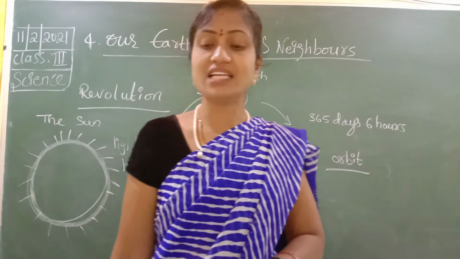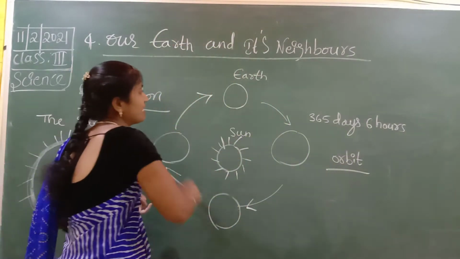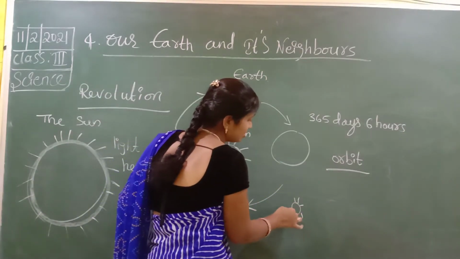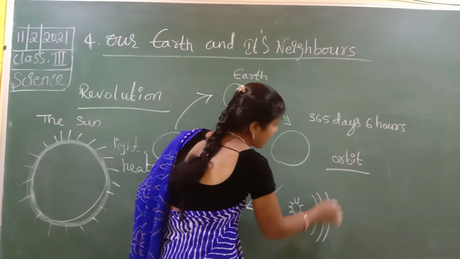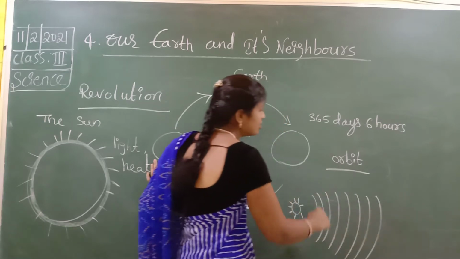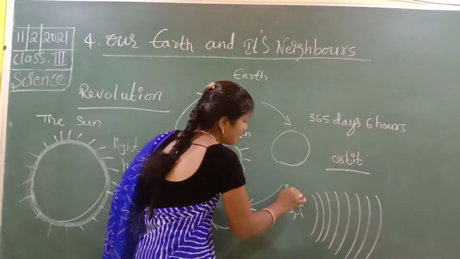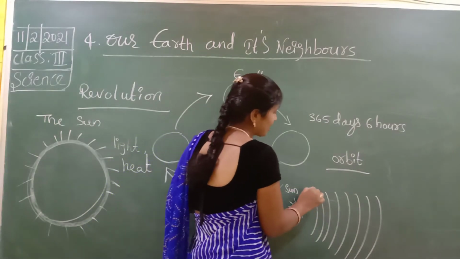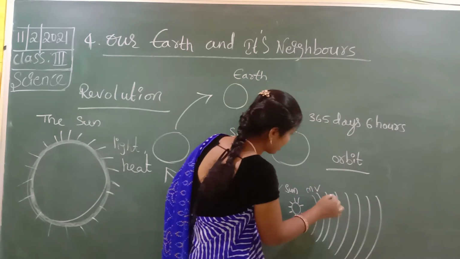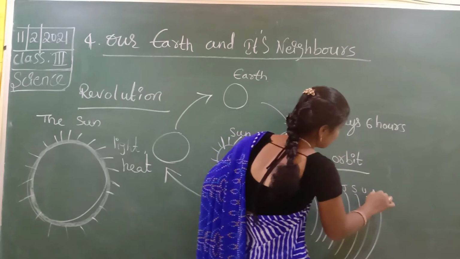So the earth and the other planets move around the sun. There are 8 planets now: 1, 2, 3, 4, 5, 6, 7, 8. This is the sun. Mercury, Venus, Earth, Mars, Jupiter, Saturn, Uranus, Neptune.